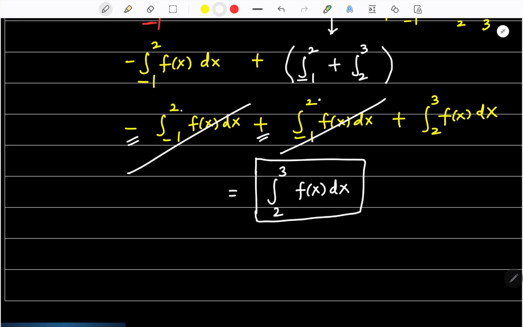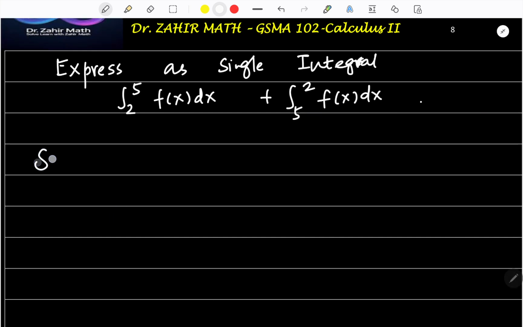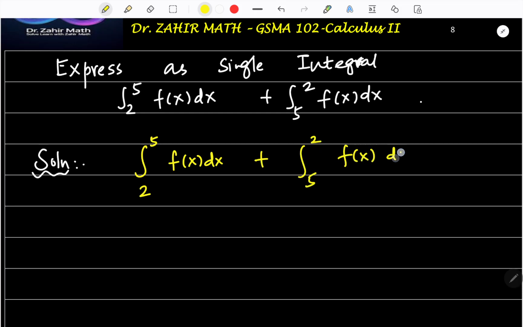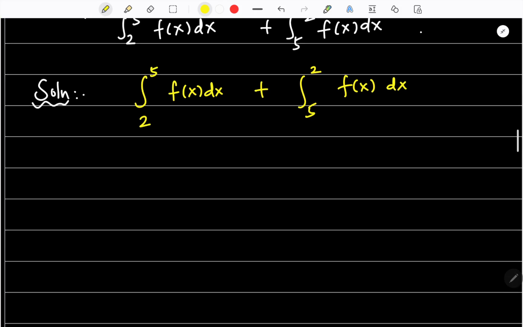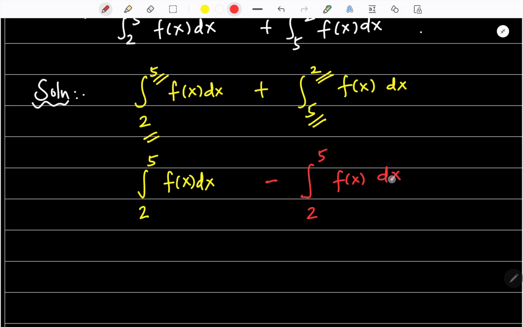Okay, right. Let's go to the next question. The next question is integral 2 to 5, the same idea, f of x dx plus integral 5 to 2 f of x dx. What did I say? Always the lower limit will be the smaller number. This is a small number, this is a big number. This is a big number, but this is a small number. So I'm going to write this as it is, 2 to 5 f of x. But this one I am going to change as 2 to 5. So a minus sign will come, f of x dx.